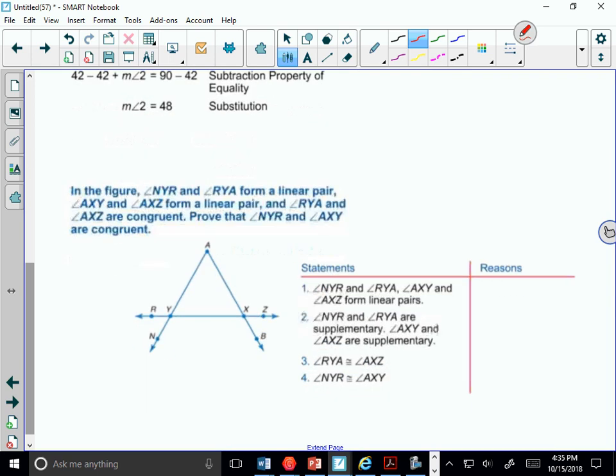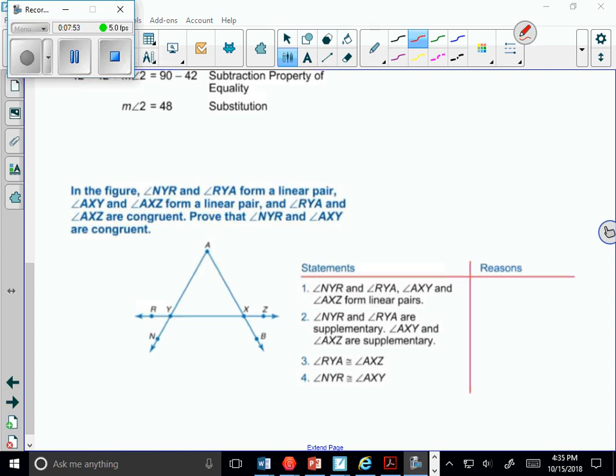I want to talk about this one, because this is going to help me show you how to do angle proofs. They are very similar to segment proofs. We're still using all of those postulates that we've got on the front page to help us reach our final proof. So let's take a look at this.